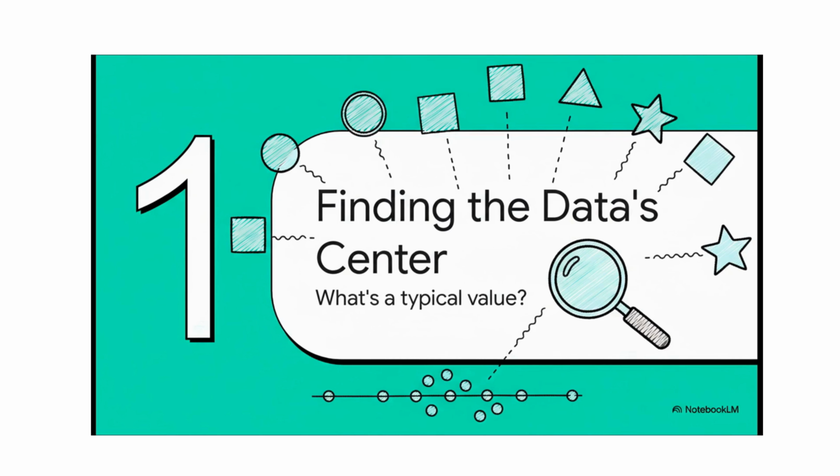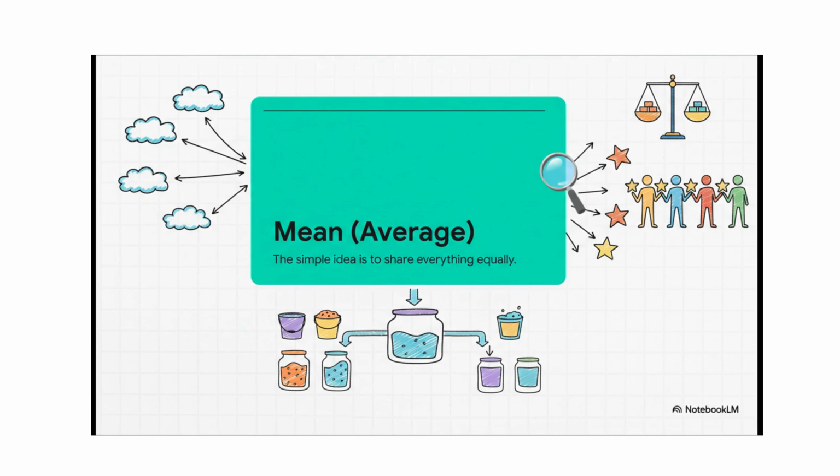Okay, first up, finding the center of our data. This is all about our quest to find one single number that can best represent the entire group. You know, what's the typical value here? What's the middle ground? So the most famous way to do this is the mean, which you almost definitely know as the average.